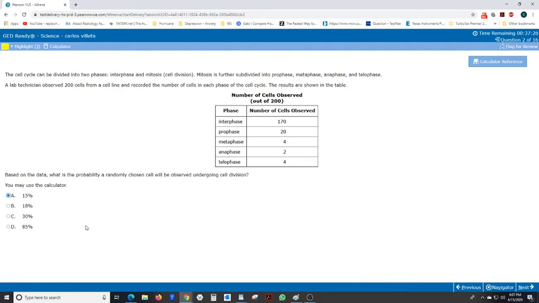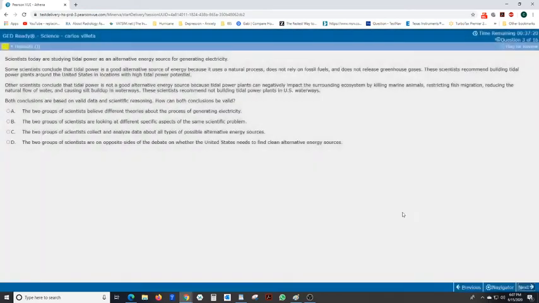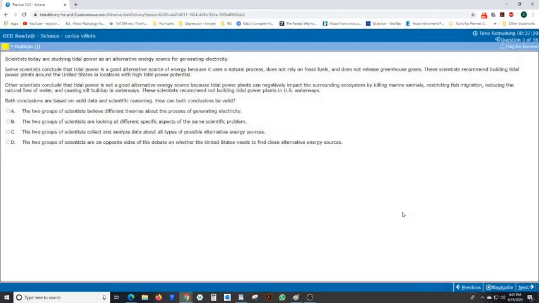So far it's basically math problems is what we've seen. Let's see what's next. Okay. All right, so let's see. It says scientists today are studying tidal power as an alternative energy source for generating electricity. Some scientists conclude that tidal power is a good alternative source of energy because it uses a natural process and does not rely on fossil fuels and does not release greenhouse gases. These scientists recommend building tidal power plants around the U.S. in locations with high tidal power potential.